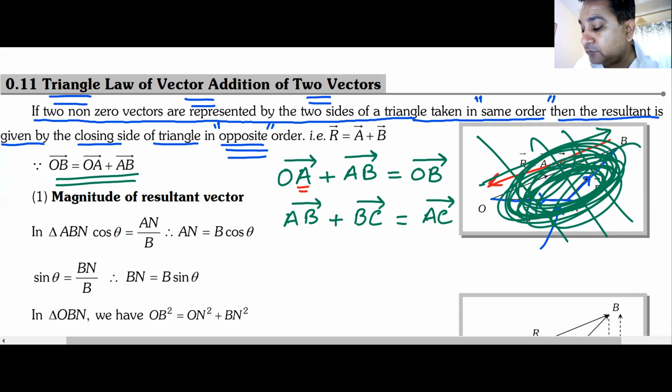See, OA. The vector starts from O and it finishes at A. O is the tail, A is the head. Now the second vector will start from the head of the first. So this becomes the tail of the second vector, and B becomes the head of the second vector. So basically I take this common part out. The tail of the second vector and the head of the first vector are taken out. Whatever remains is my answer. So my answer is OB: the tail of the first vector and the head of the second vector. Am I clear?